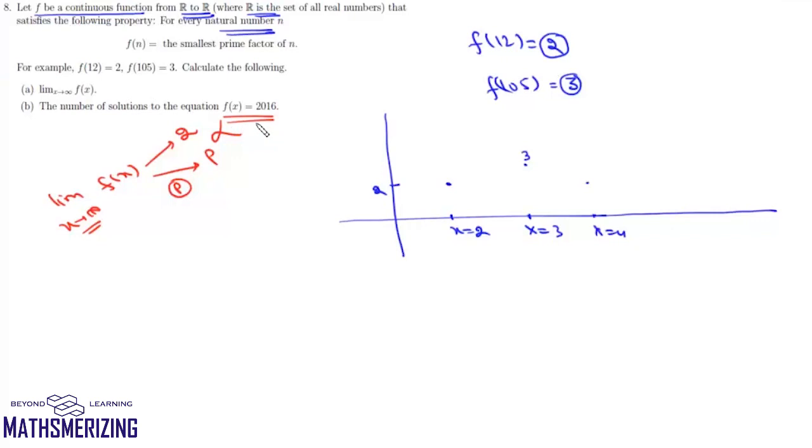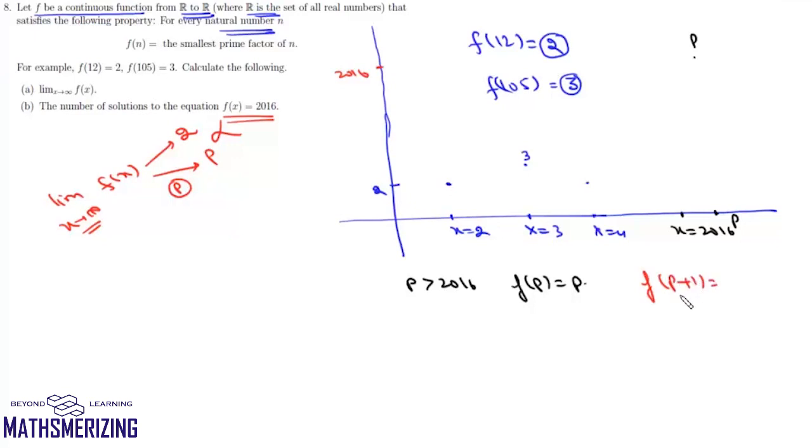Now, the second question is, we need to find the number of solutions to f(x) equals 2016. Let there be some point, and let this point be x equals 2016. Now if we take any prime number p which is greater than 2016, we know that the value of f(p) will be p. So we'll get some value which is p, and this value will be greater than 2016. Now what about f(p plus 1)? Now f(p plus 1) will be an even number, and if it is even, this value will be 2. So at p plus 1, this value is 2.